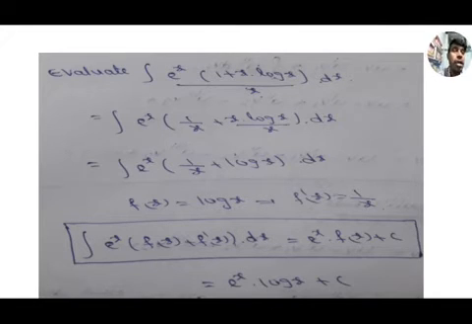It is the formula for problems on integration: integral e^x [f(x) + f'(x)] dx equals e^x f(x) + c.